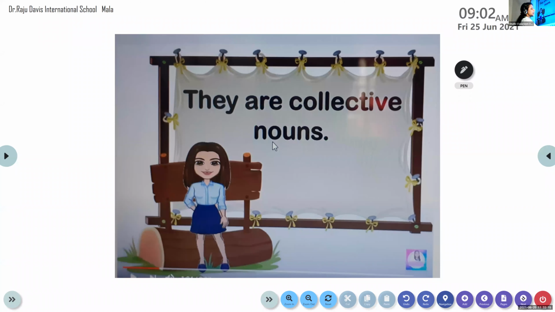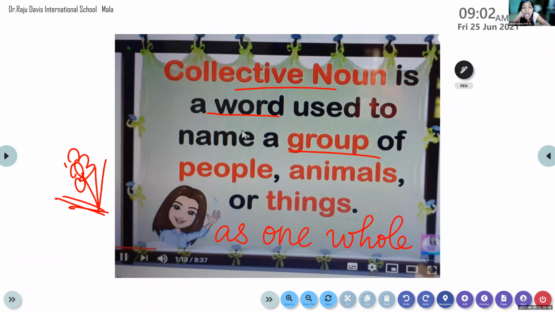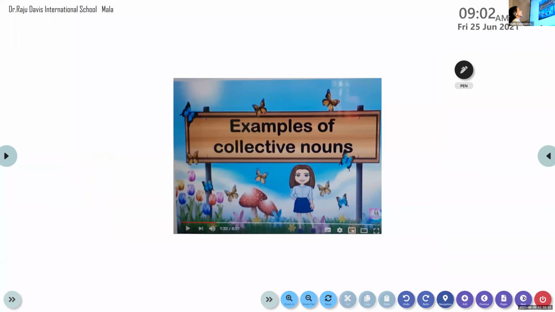A collective noun is a word used to name a group of people, animals or things as one whole. As one whole. Let's move on to a few more examples. We have seen five examples. The first one is flock of sheep. The next one is shoal. Then we went to the herd of elephants. Then we learnt about the crowd. Then the fifth one, the team.